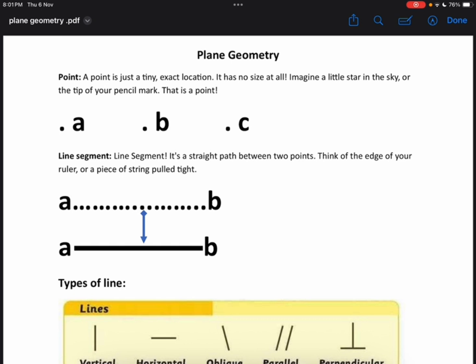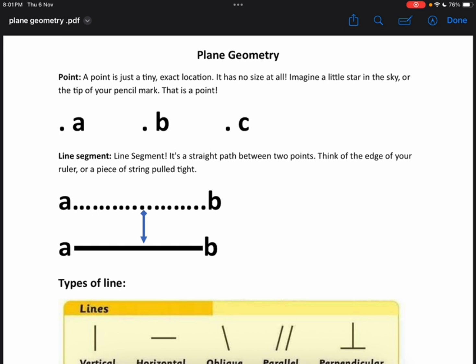Today we are going on an exciting adventure to explore the world of flat shapes. We call this adventure plane geometry. So are you ready to discover how everything from tiny dots builds up to amazing patterns? So let's dive in, starting with the smallest point and line.